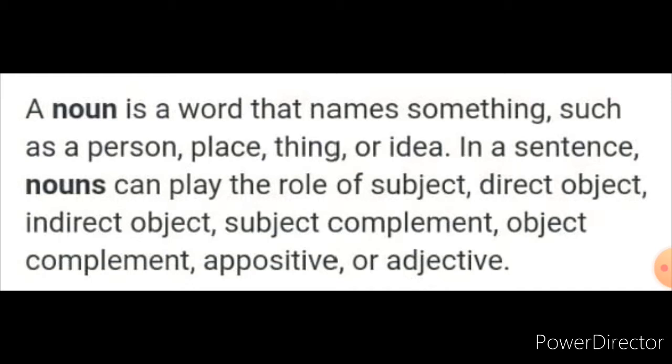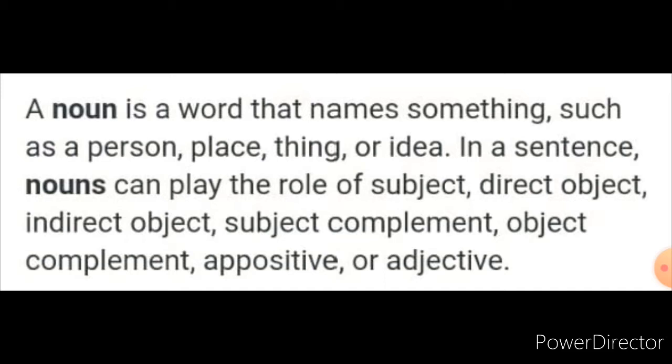In a sentence, nouns can play the role of subject, a direct object, indirect object, subject complement, object complement, appositive or adjective. So listen, children, a noun is a word that names something such as a person, place, animal or thing. In a sentence, noun can play the role of a subject. That is known as noun. Noun is the naming word. We can say this in a short form as noun is the naming word.